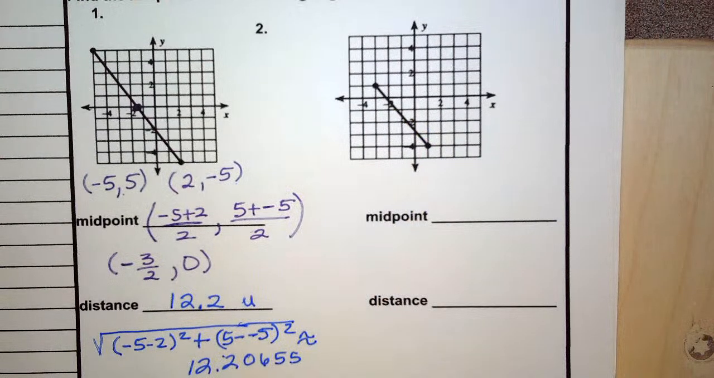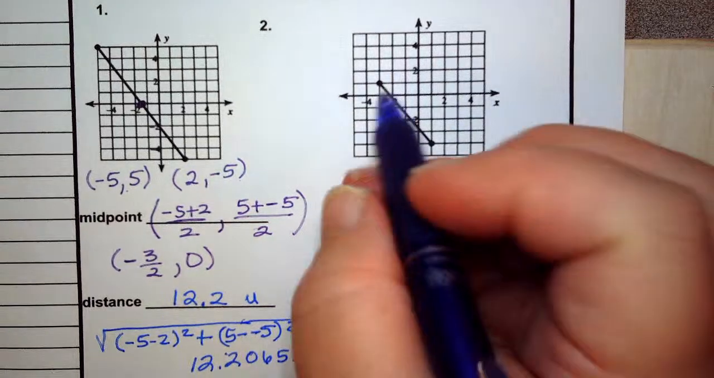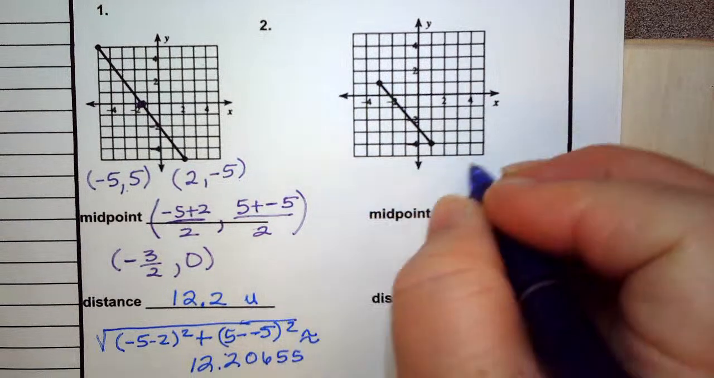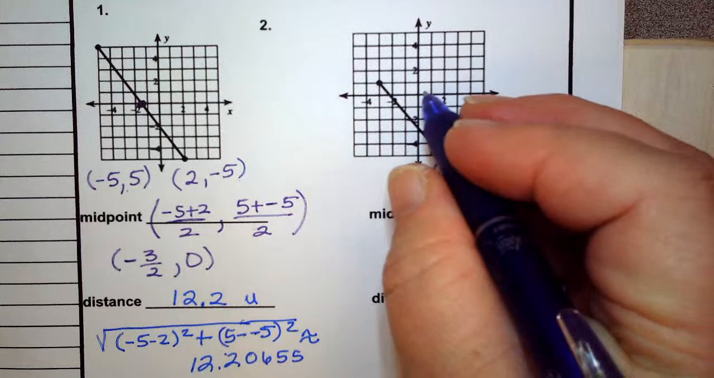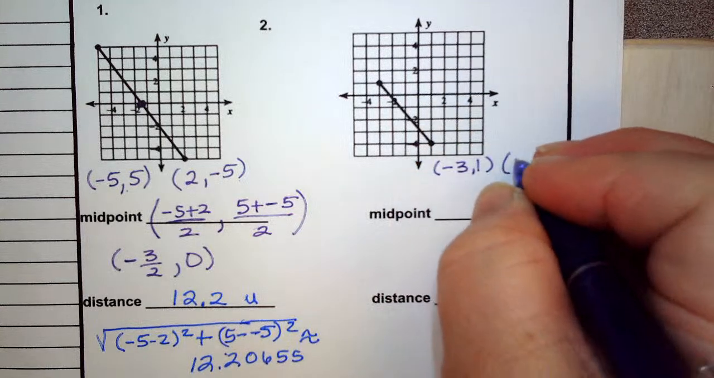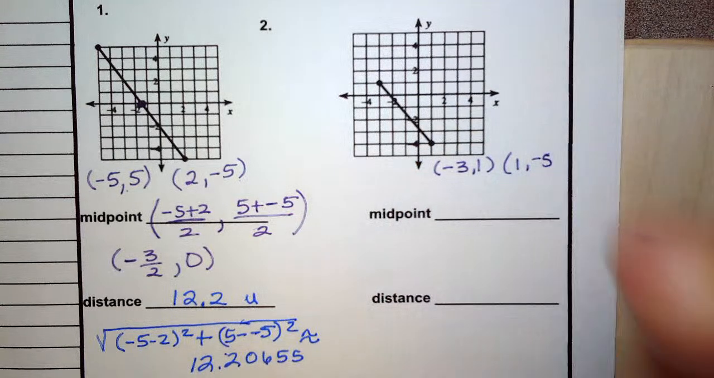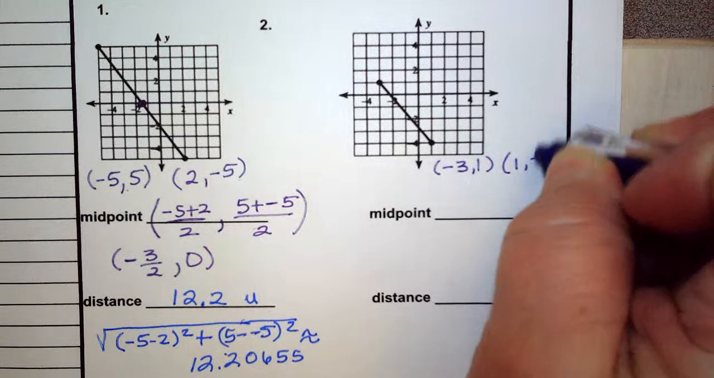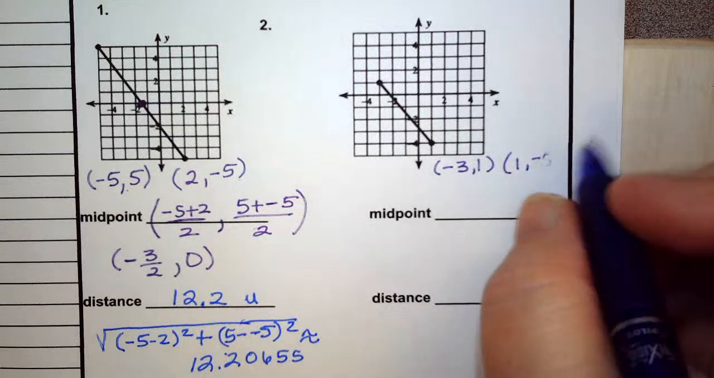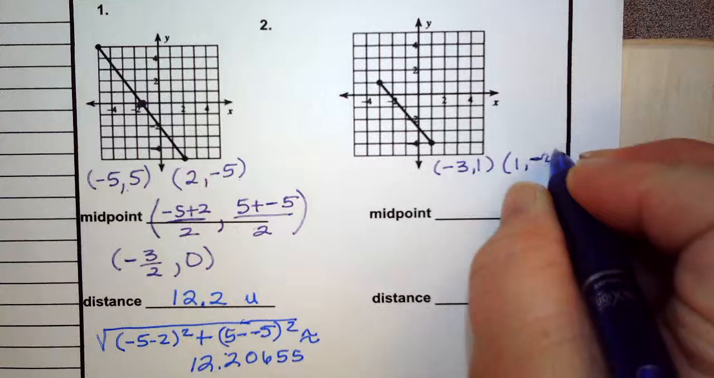What are your endpoints? Start with your endpoints. So this will be (-3, 1) and this will be (1, -4). Can you set up your midpoint? The midpoint's fairly easy. You're finding the average of two numbers.